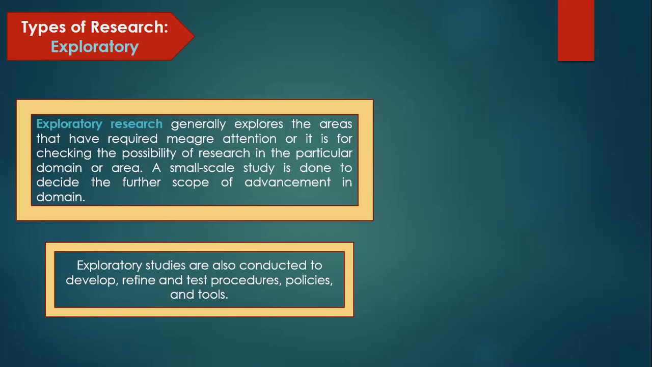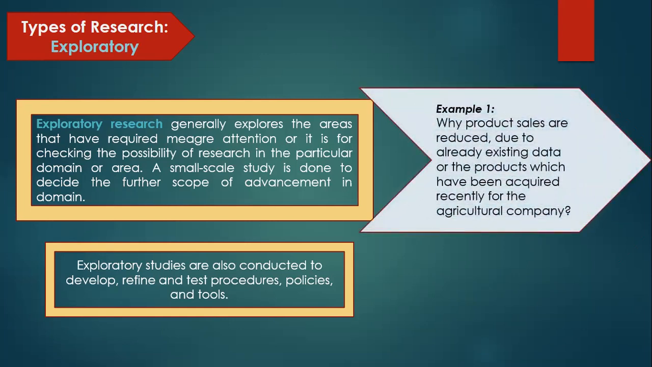Okay. So go back to exploratory. Exploratory is just like a continuous type of research. For example, why product sales are reduced due to already existing data or the product which has been acquired recently for the agricultural company. So you want to study the issue, you want to solve the issue, you want to address it and then get the data and have some findings on this question based on exploratory research. Mostly exploratory research answers the questions why and how. How come it happened. So by exploratory, okay, why it is not efficient as this. So by exploratory research, you can address or solve that question after conducting or solving the issue.